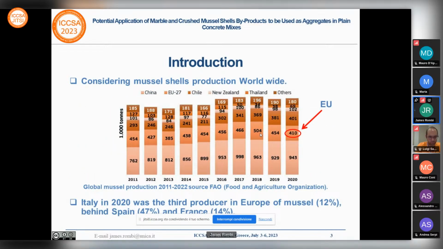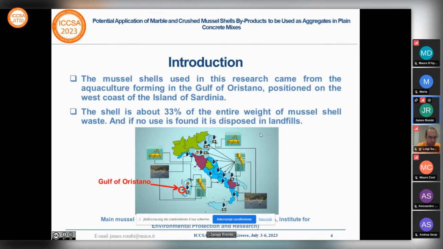Here we can see the mussel shell production worldwide between 2011 and 2020. The main producer is China. Then we have Europe. In this ranking, Italy is the third producer with 12% of mussel shells. We must say that the shell is about 33% of the entire weight of the mussel.